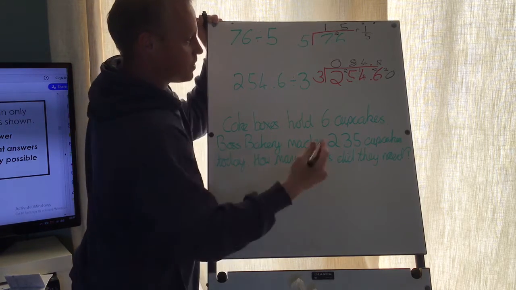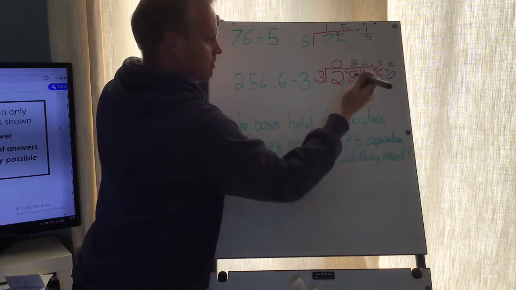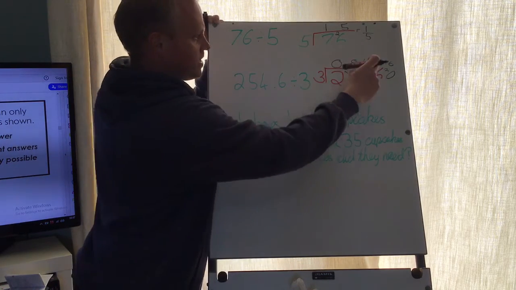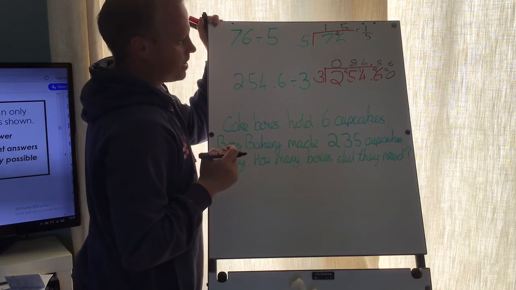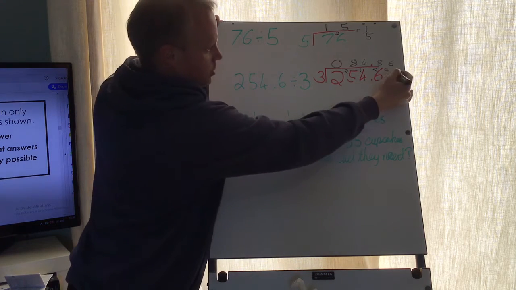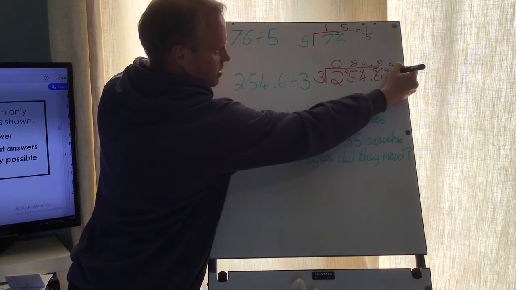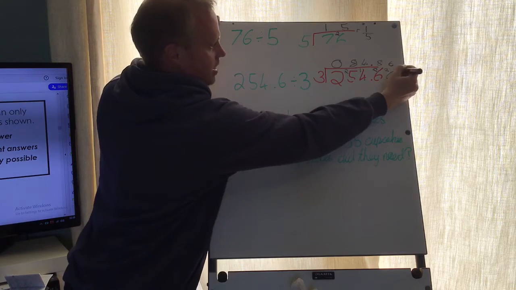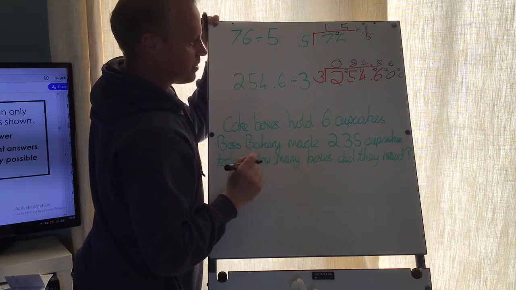We can't go to 21, so that is 6 jumps. Okay, 3 times 6 is 18. There's 2 left over, 2 remainders. That's exchanged for 20 here, and now I'm spotting a pattern. I think this is just going to keep going.